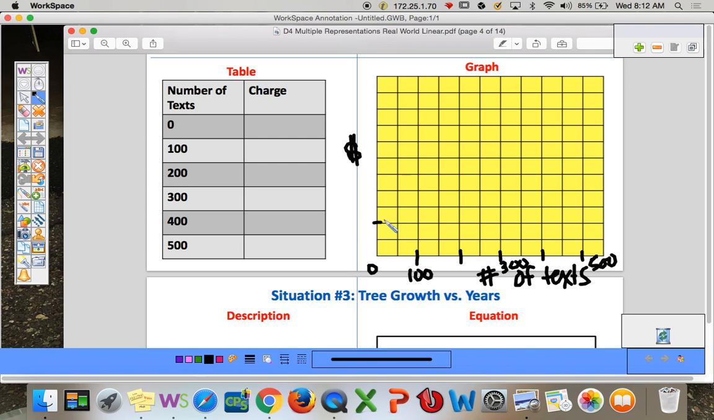And here I have to go up to $100, so I'm going to go by 20. So this is 20, 40, 60, 80, 100. And again, here were the amounts that we had that I erased. So again, it costs $50 if we do no texts. If we do 100 texts, it's $60. 200 texts, it's $70. And then $80, $90, and $100. Okay, so that is going from the equation to all the rest of the three forms.